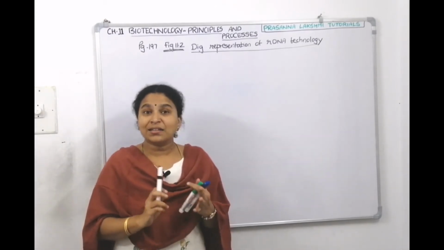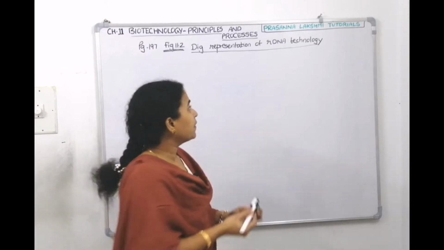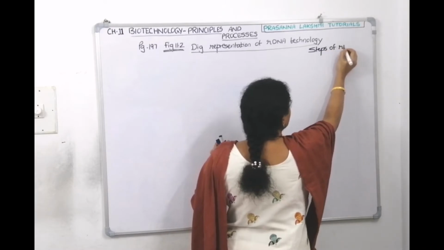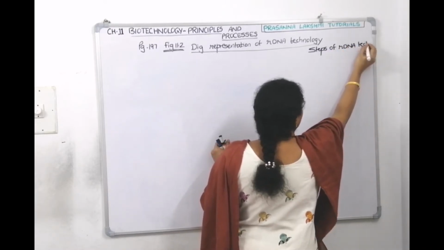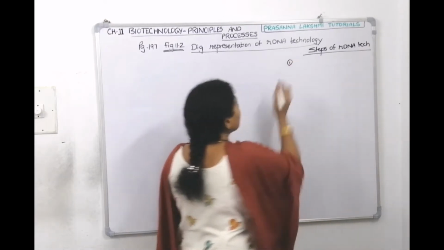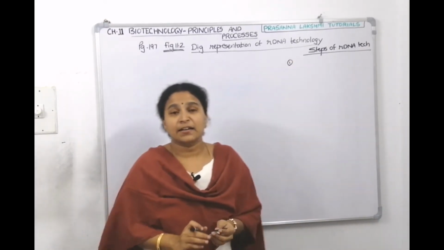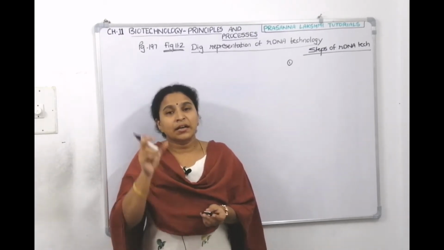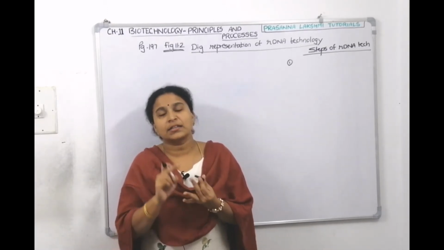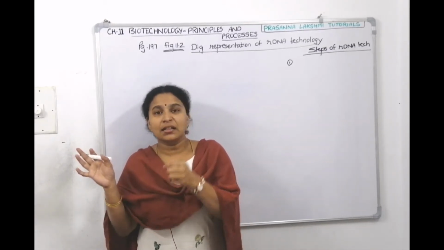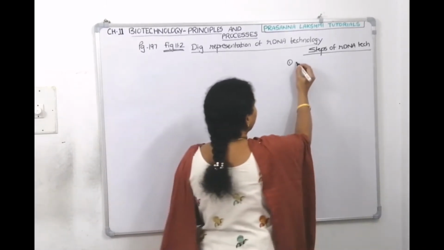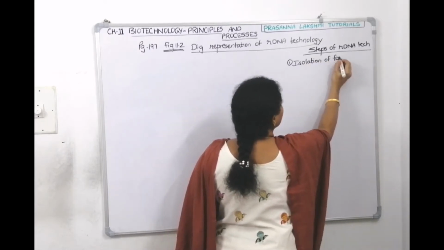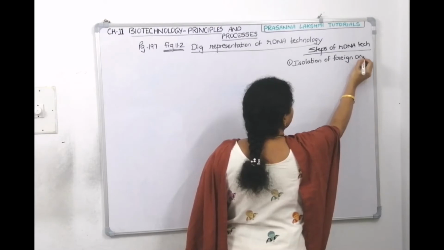So, we know what the steps of rDNA technology are. Do you know what the steps of rDNA technology are? Let us write them down here. The first step is isolation of the desired DNA. The DNA you are trying to introduce into the bacteria is your desired DNA, the foreign DNA, the alien DNA. First isolate that DNA, that should be the first step: isolation of foreign DNA.